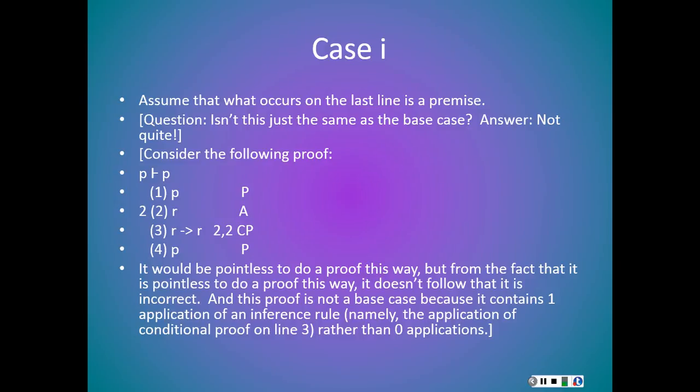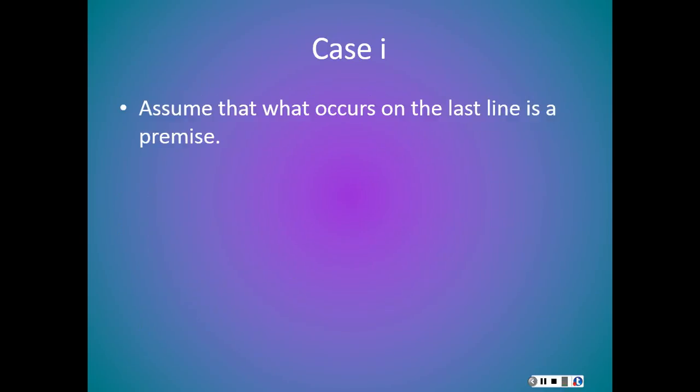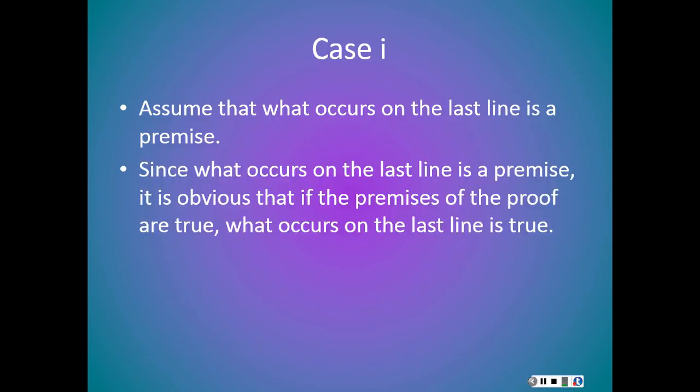But still, it's a correct proof, and it's a correct proof in which the last line is a premise, and it's also not a base case because it contains one application of an inference rule, namely the application of conditional proof that occurs on line 3. So no, this case isn't just the same as the base case. Okay, anyway, we assume what occurs on the last line is a premise.